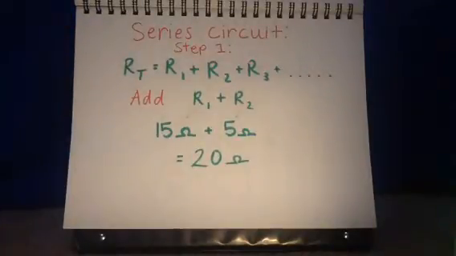To find the answer to this problem, since it's a combination, we have to set it up in steps. So first we find the series circuit. The total resistance in a series circuit is added up. So we would add up R1 and R2. It would be 15 ohms plus 5 ohms, which is equal to 20 ohms.